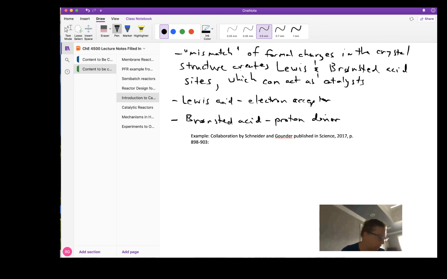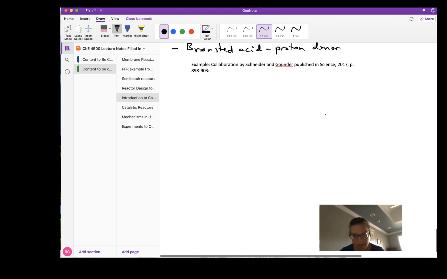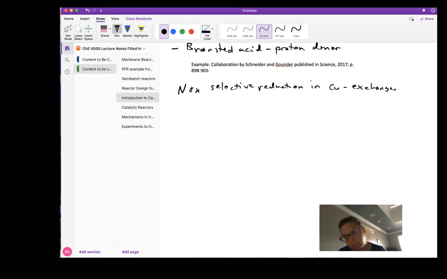to happen. An interesting example here is a recent collaboration by Bill Schneider and Raj Gounder, which was published in the magazine Science in 2017, where they're looking at the selective reduction of NOx in a copper exchanged zeolite. Basically, the zeolite is this porous structure.